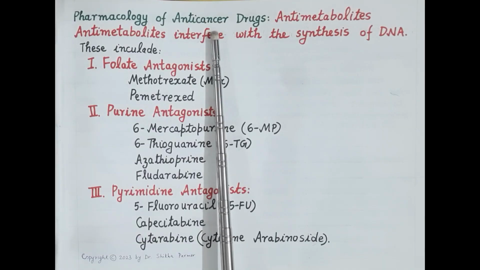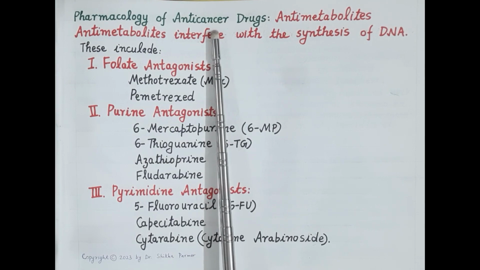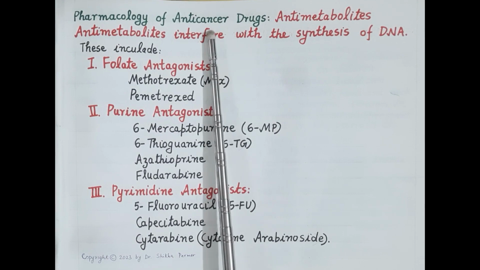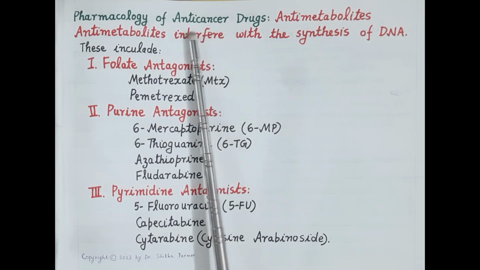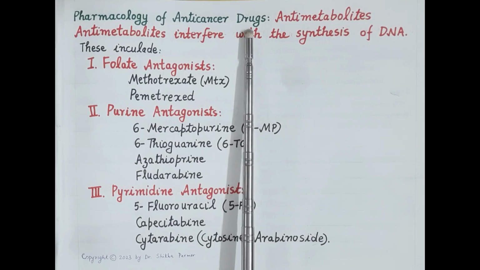Hello students, as we all know, cells divide to grow and repair tissues. Now division of cell is a highly controlled process. Now cancer is a disease that arises due to rapid, abnormal, uncontrolled multiplication or proliferation of cells. Now anti-cancer drugs inhibit this uncontrolled, excessive multiplication of cells.